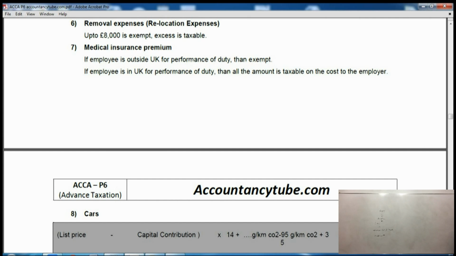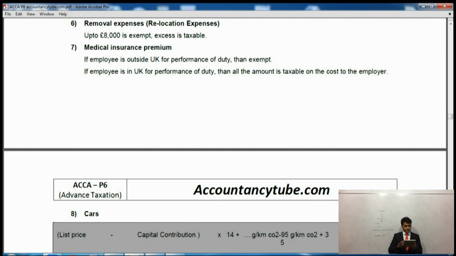Next one is medical insurance. Now, if the employee is outside UK for performance of duty, then it is exempt. If it is in the UK, then it is taxable at the cost to the employer. So if you went from UK to Dubai, and you are away, then it will be exempt, and if you are in the UK for the performance of the duties, then it is going to be taxable. All right. So these were some of the benefits.